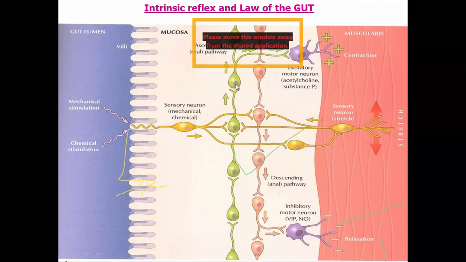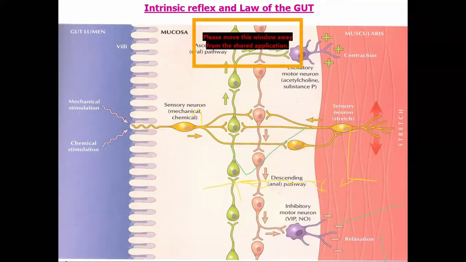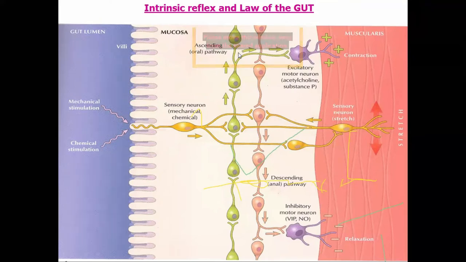Once serotonin is released, the retrograde neurons release acetylcholine and substance P and generate the contractile ring. Whereas the anterograde neuron releases vasoactive intestinal polypeptide and substance P and produces relaxation several centimeters down the gut. For example, when food is present in the esophagus, the contractile ring appears just behind the bolus, and there is relaxation several centimeters down towards the stomach and intestine.